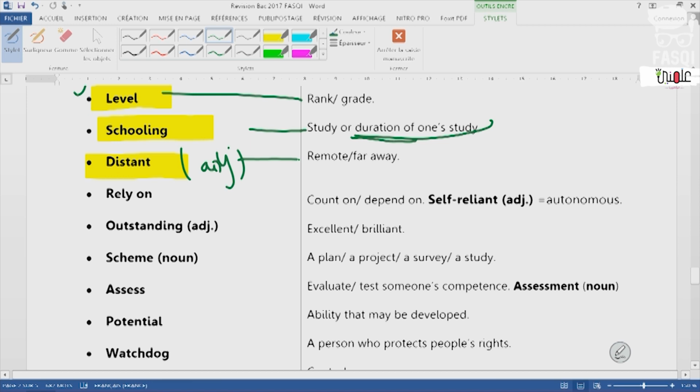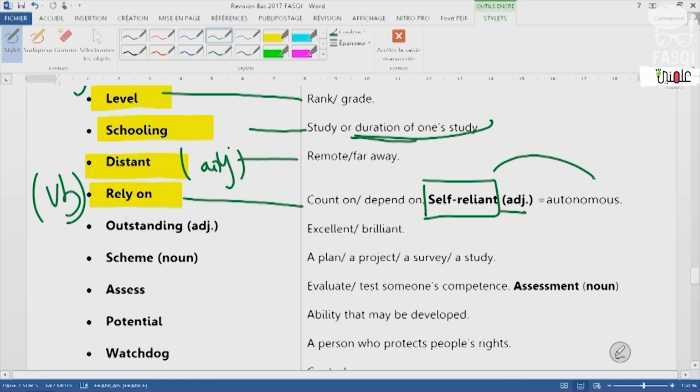Here we have rely on as a verb. To count on. And we have the word someone is self-reliant. That means autonomous, to count on himself. And here I like this adjective, outstanding. That means brilliant, excellent, smart.